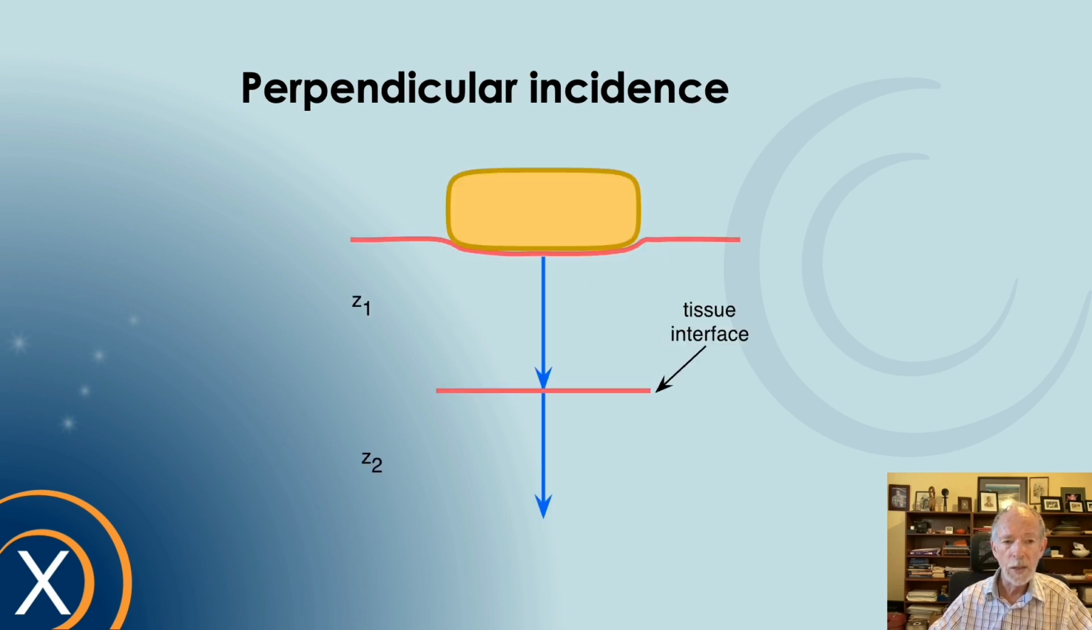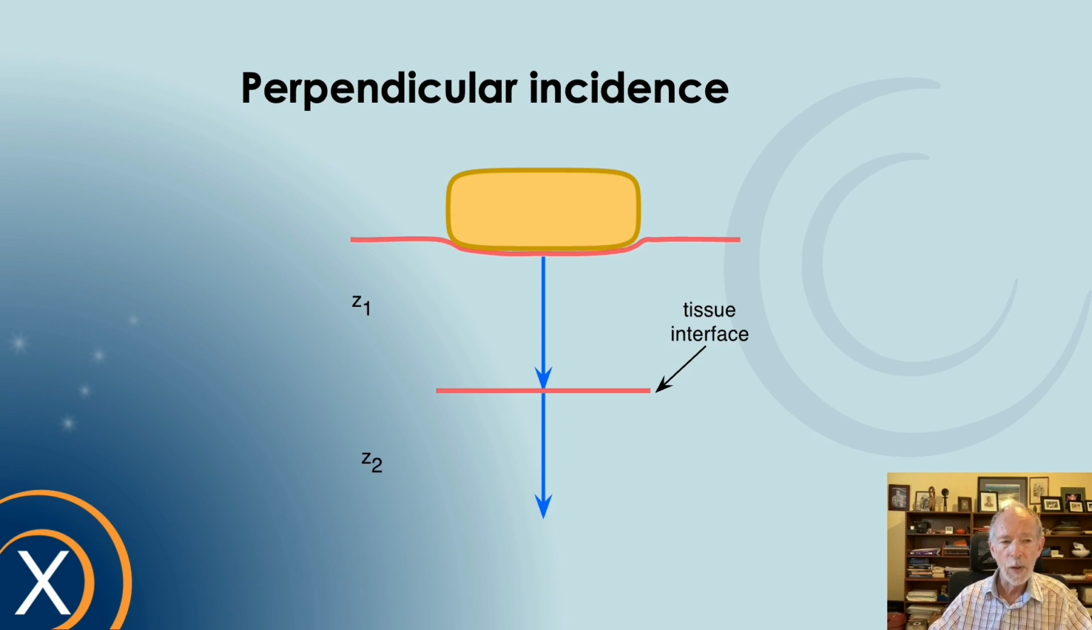This slide shows that situation. If we have the first and second tissues having the same acoustic impedance, so if they're identical from an acoustic point of view, there will be no reflection. The ultrasound will pass straight through that tissue interface. There'll be no echo from it. We won't see it in the ultrasound image.